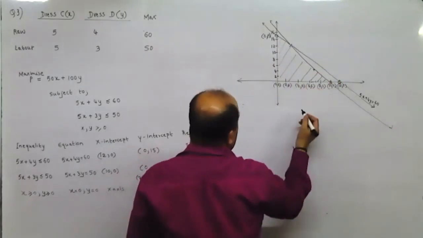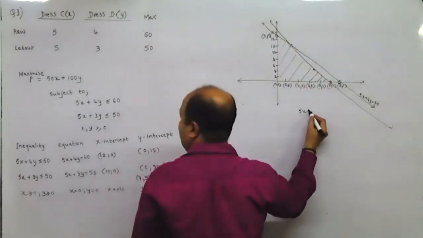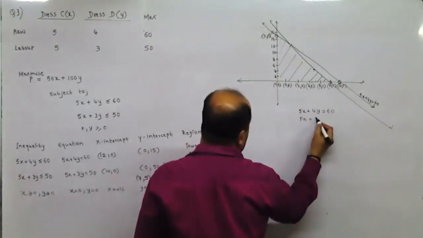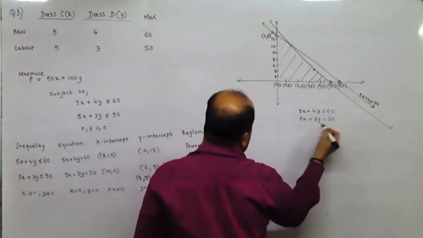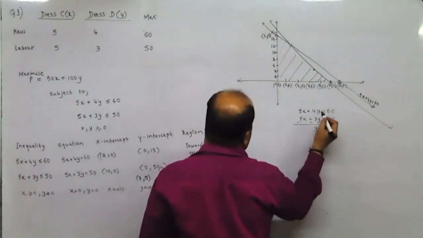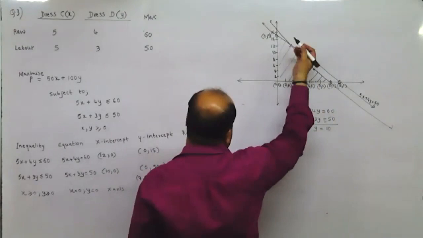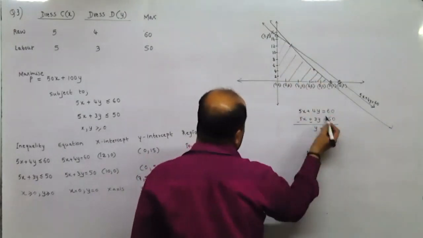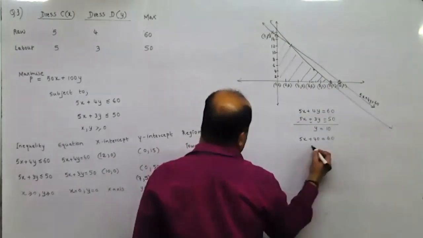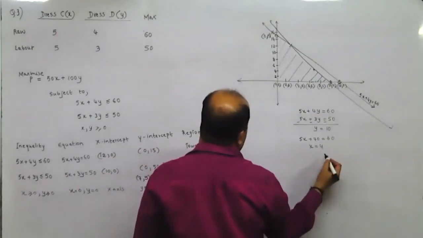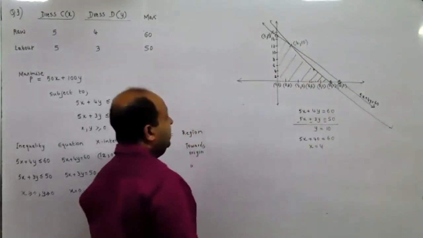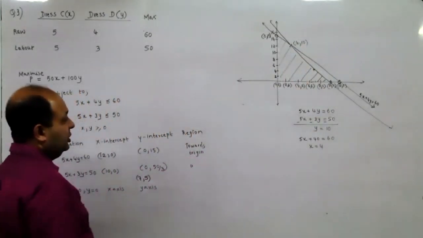Here, when I take 5x plus 4y equal to 60 and 5x plus 3y equal to 50, when I subtract the two, I get y equal to 10. So y is 10 here. I have drawn it wrong, I can say. And then 5x plus 40 equal to 60. So 5x equal to 20, x equal to 4. So this is 4 comma 10. So my diagram is not right. You need to check whether your diagram is correct or not.